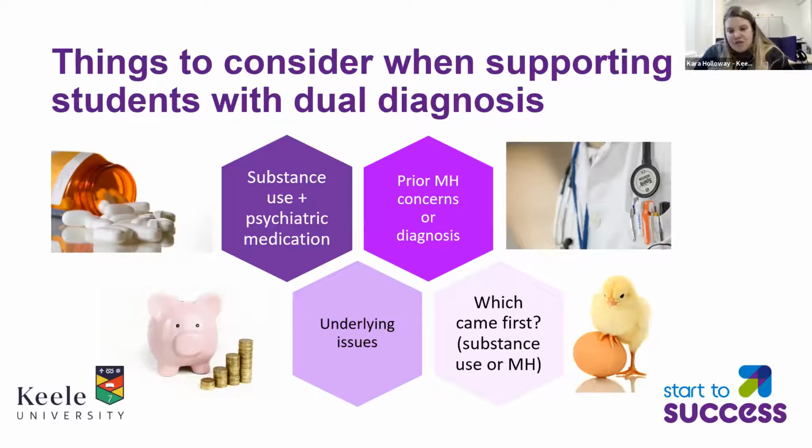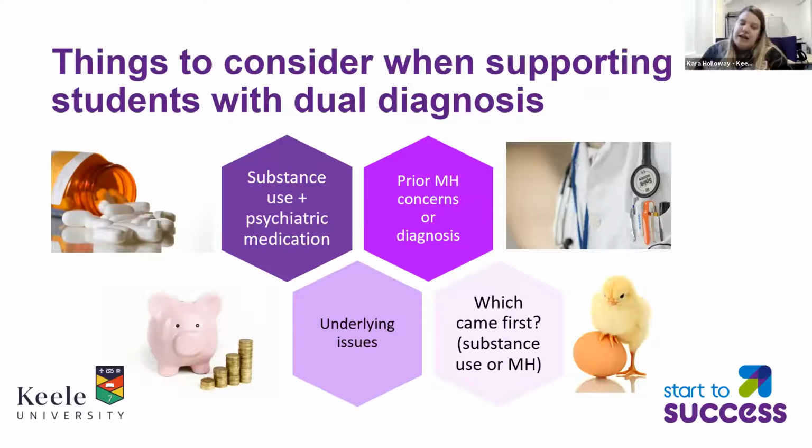And then I've put a little picture of a chicken and egg there, because again, which came first? It can be really helpful to understand which element of the dual diagnosis came first. For example, did the student show some mental health concerns which could have triggered substance misuse, or could it be that substance misuse has triggered the development of mental health concerns? Again, it can really help to identify the source of some of these issues and get a better understanding of the student's personal circumstances, and it can inform the type of support that would be most appropriate for that student as well.